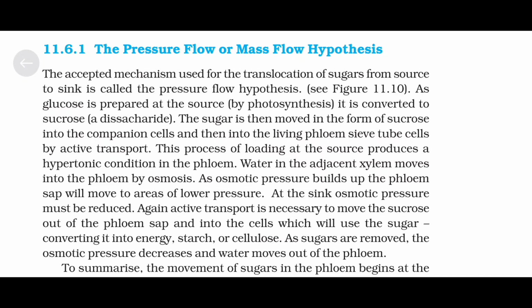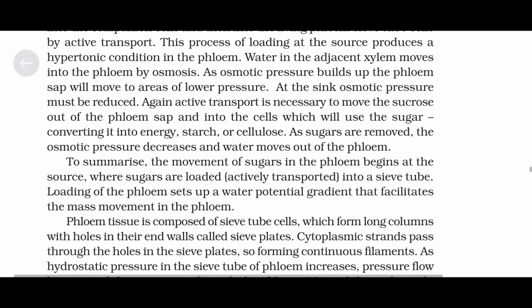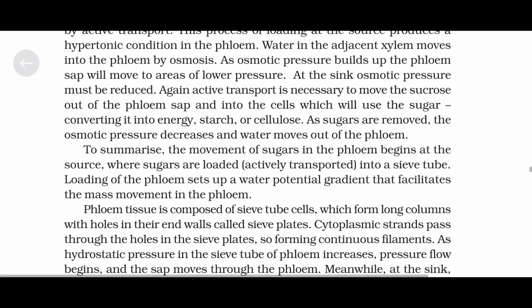The sugar is then moved in the form of sucrose into the companion cells and then into the living phloem sieve tube cells by active transport. This process of loading at the source produces a hypertonic condition in the phloem. Water in the adjacent xylem moves into the phloem by osmosis. As osmotic pressure builds up, the phloem sap will move to the areas of lower pressure.